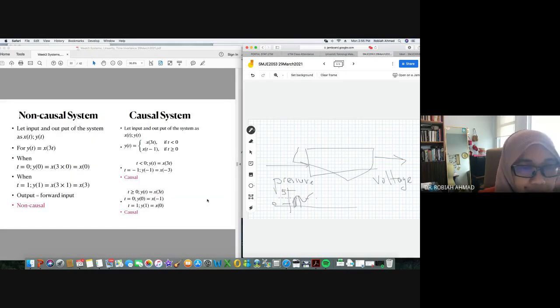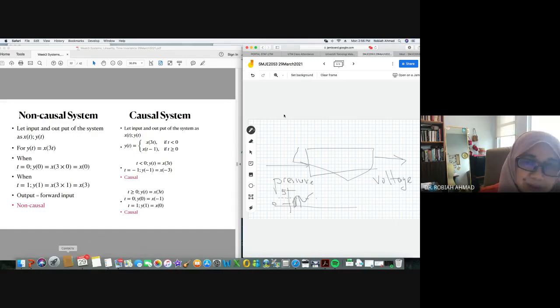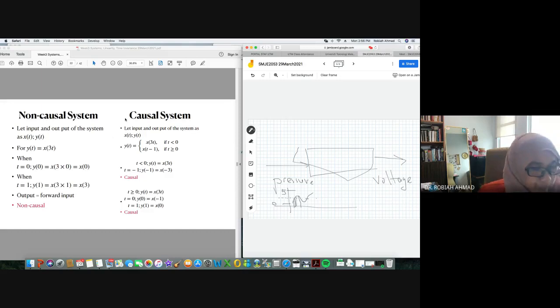Okay, next one will be the last. Kalau ingat tadi classification, I mentioned 4 types of classification: continuous versus discrete, then analog versus digital. Kita buat juga static versus dynamic, and finally causal and non-causal. Masih ingat lagi, we also discussed causal and non-causal in signals, previously, week 1 lagi tu. Okay, so we go into the example of non-causal and causal systems again, so that you will understand more.